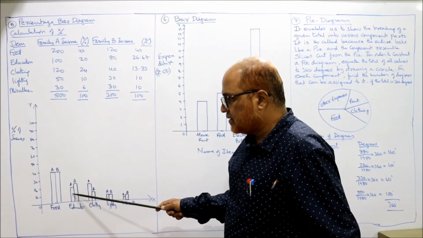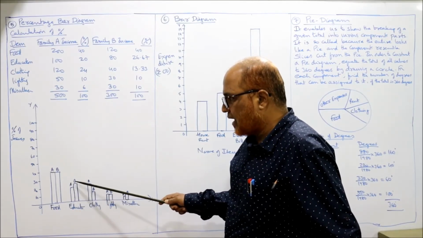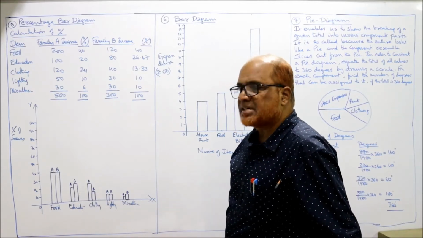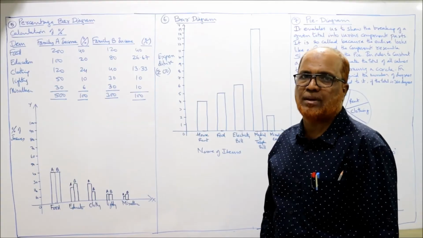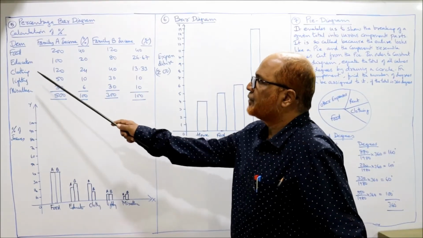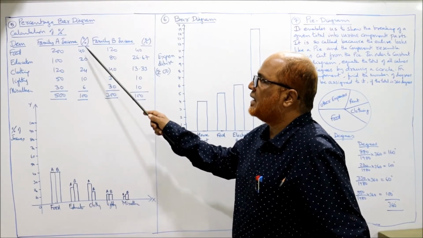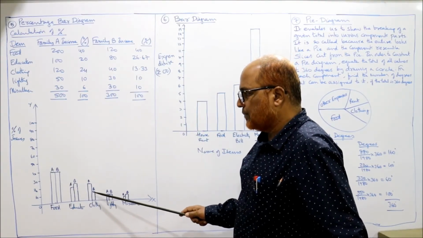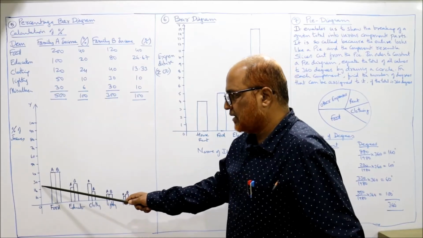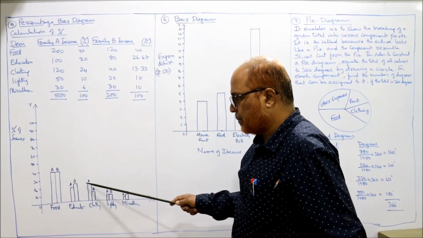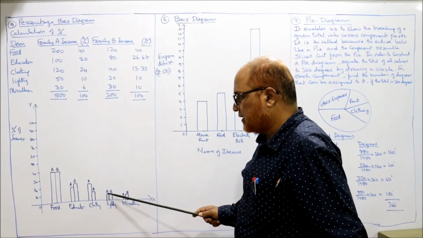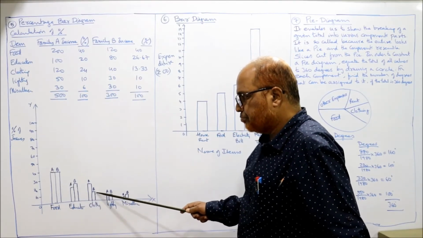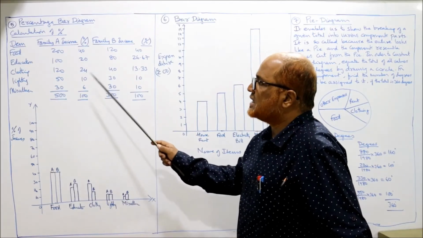So A's expenditure on education and B's expenditure on education. A's expenditure 20, B's expenditure 26.67. Now third item is clothing. Clothing के लिए 24% by A family and 13.33% by B family. तो this clothing 24%, ये 20 है, 20 और 30 के बीच में 24% by A family and 13.33%. 13.33 means above 10 by B family. Clothing हो गया. Next, lighting.